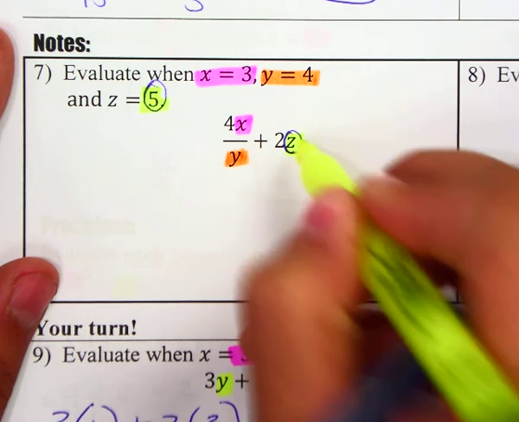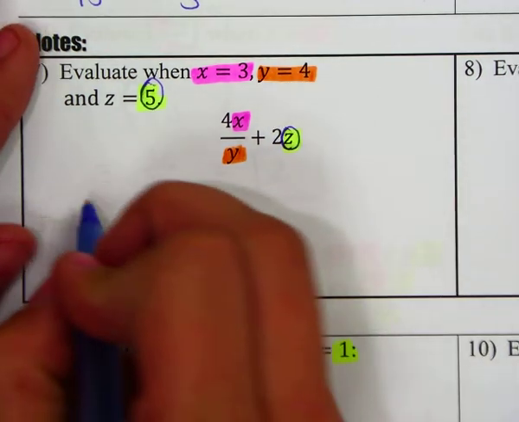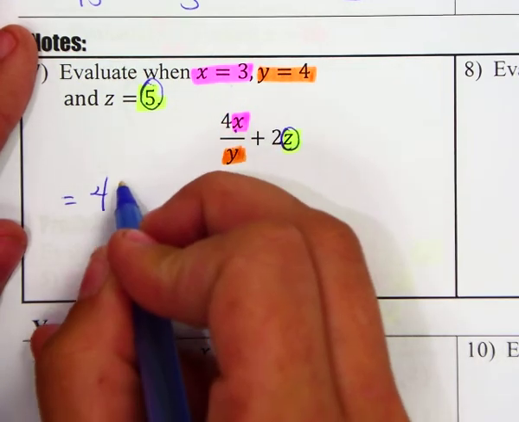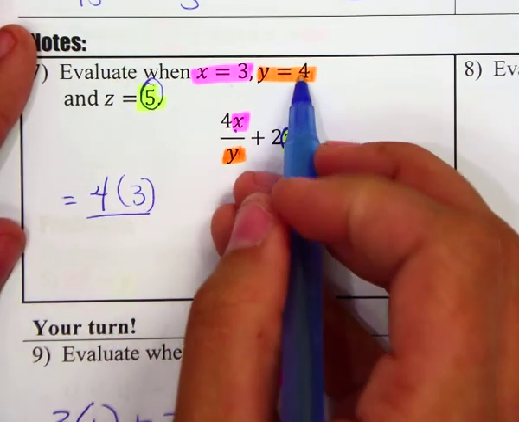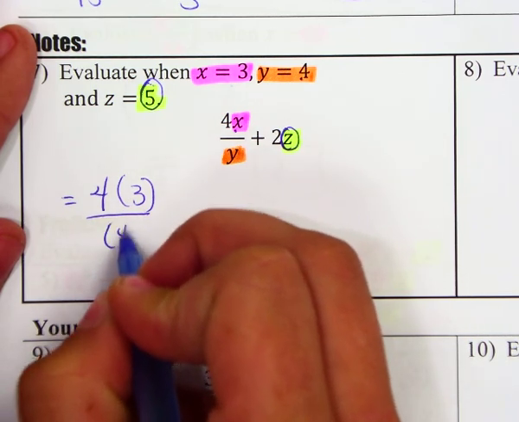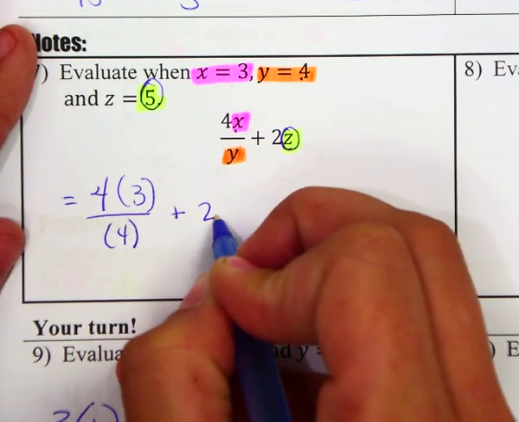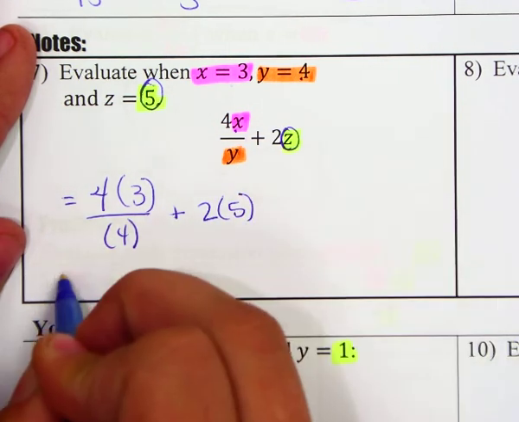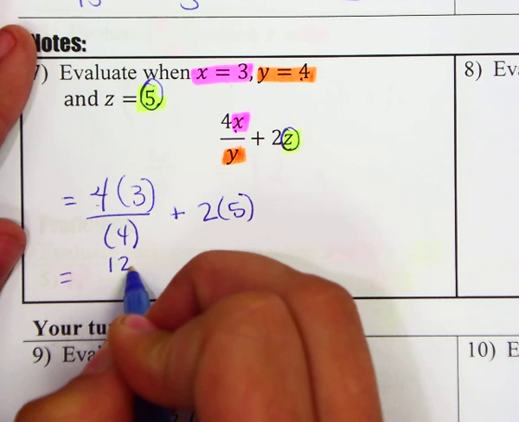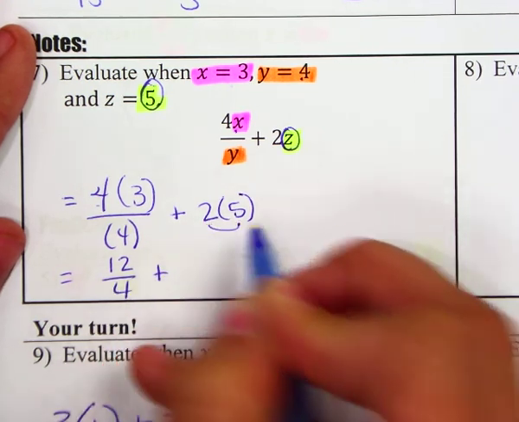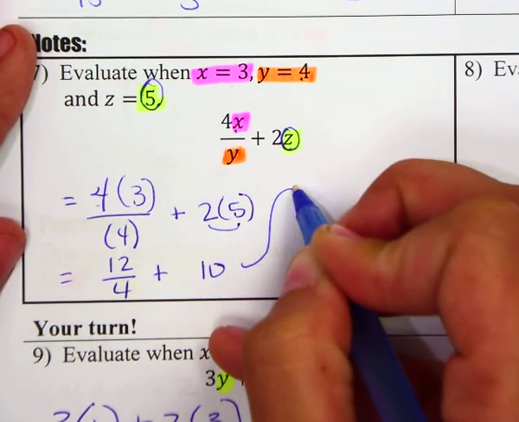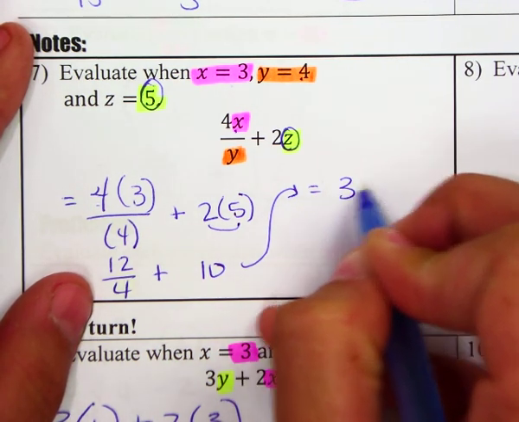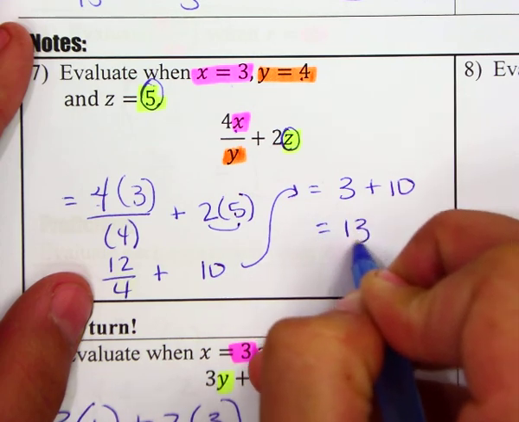But I'll go ahead and highlight. So now when I go to substitute, 4 times the pink number, which is 3, divided by the orange number, which is 4, plus 2 times the yellow number, which is 5. Simplify. 4 times 3 is 12, divided by 4. I'll simplify this as well, 10. 12 divided by 4 is 3, plus 10, which is 13.